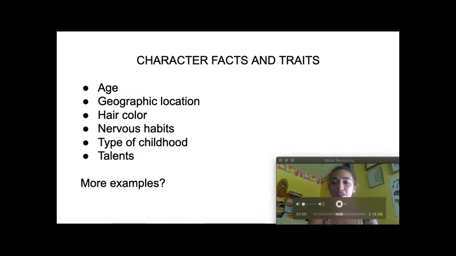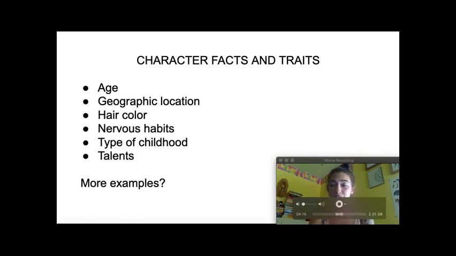And then even other things that might not impact the story quite as much, but that it's still good to know about your character, like hair color. And as we start to get a little bit more in depth here, let's think about some nervous habits that your character might have. Do they bite their nails when they're really nervous? Do they have some other kind of nervous traits?